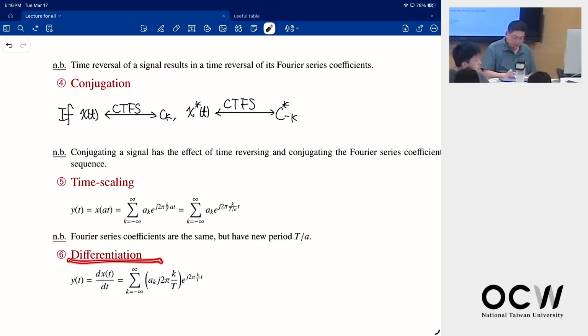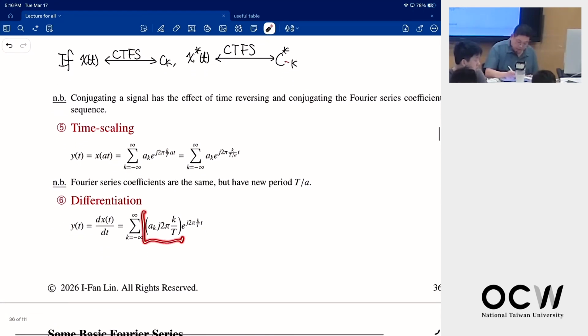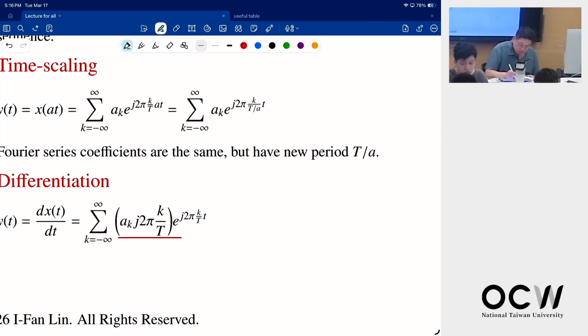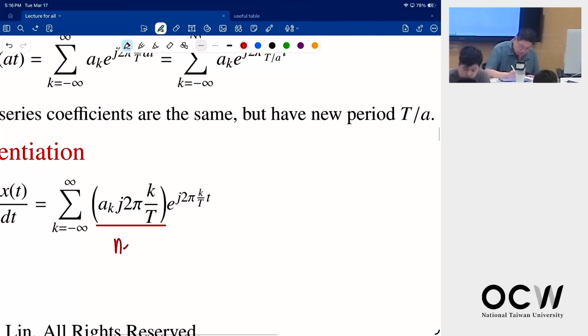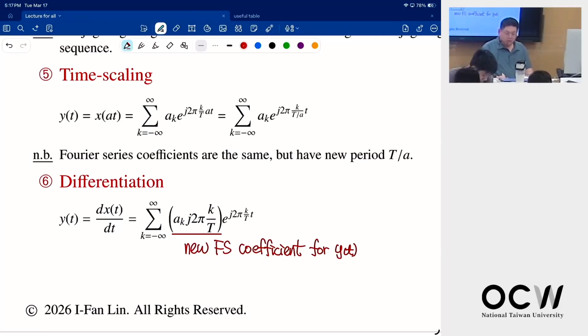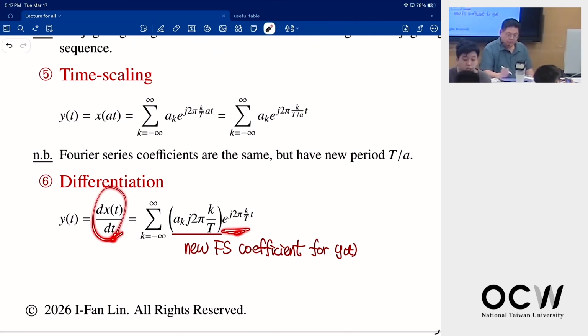Differentiation. If you take the differentiation, what happens? You have a new coefficient. This is a new Fourier series coefficient. Even though you take the differentiation, the signal is the same form, but you just have a new coefficient. We will see the example next week.